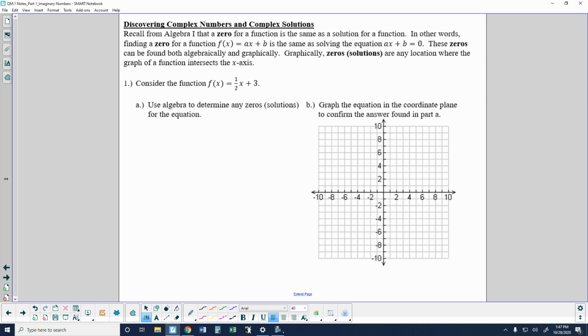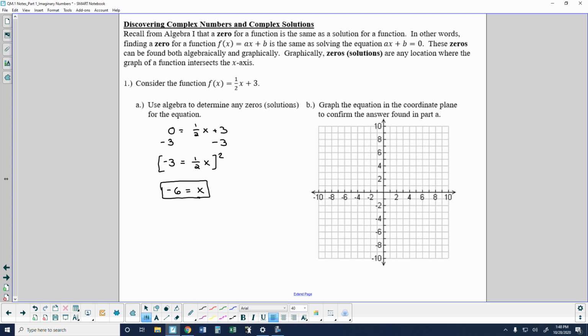In order to do that, we need to set the function equal to 0, or replace f of x with 0. So now we have 0 equals 1/2 x plus 3. We can solve this equation for x in order to find the solution, or the 0, or the x-intercepts. First, I'm going to subtract 3 from both sides, and then multiply the equation by 2 in order to eliminate the 1/2. So I have -6 equals x. So x is equal to -6, and that is my solution, or my 0, or should be my x-intercept for the function.